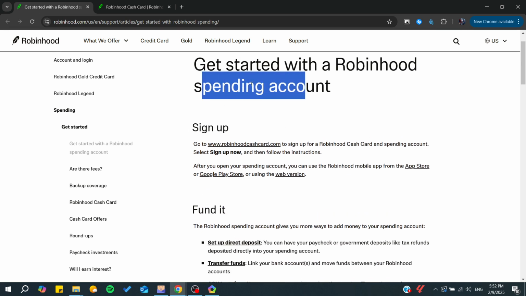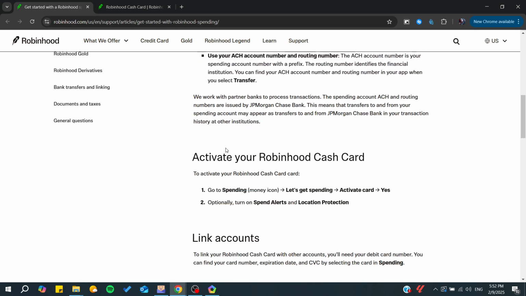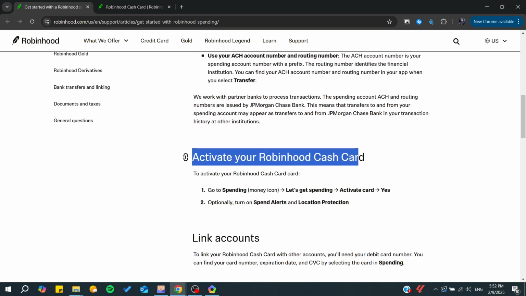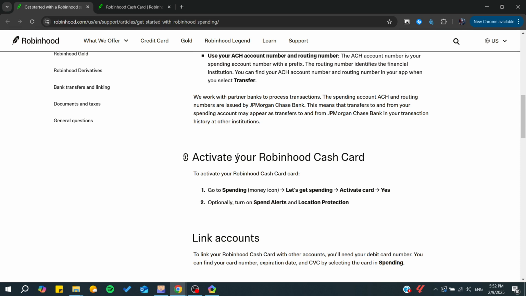your spending account in Robinhood. And basically then you can start to activate your Robinhood cash card. And basically this would be the debit card for Robinhood.